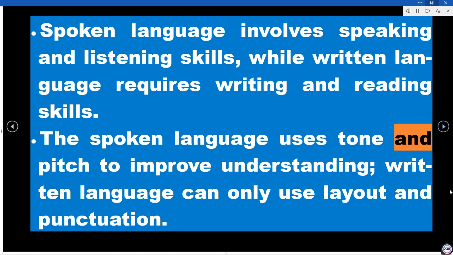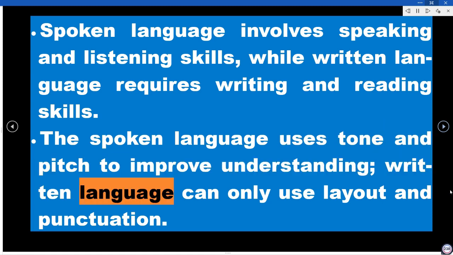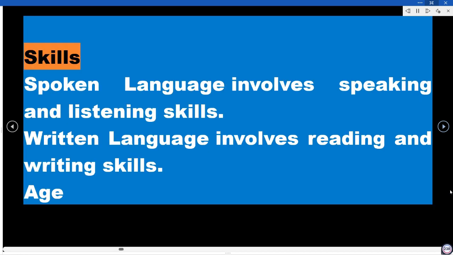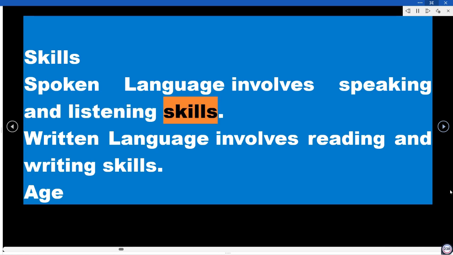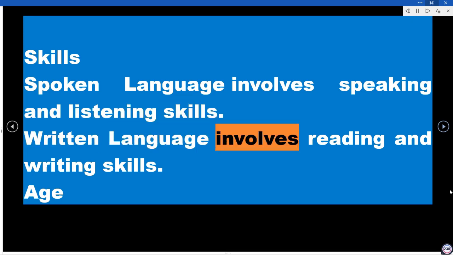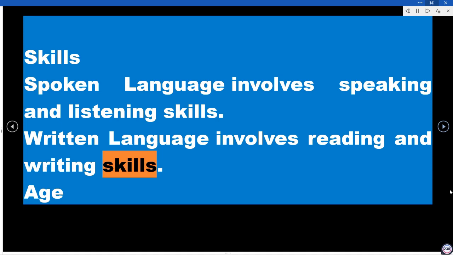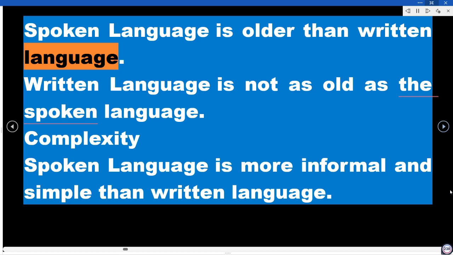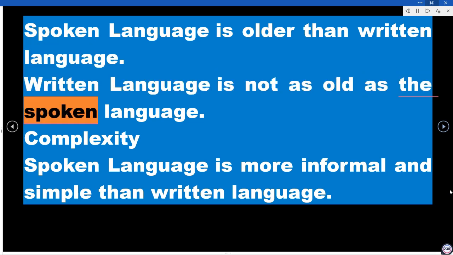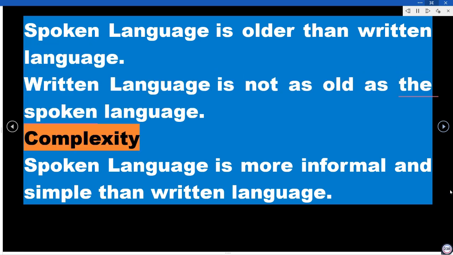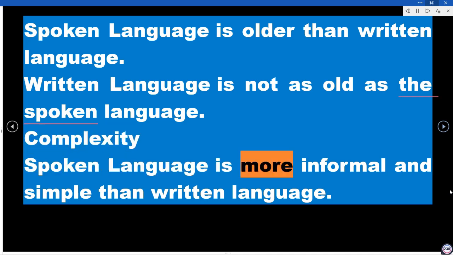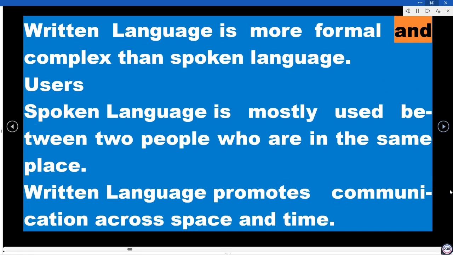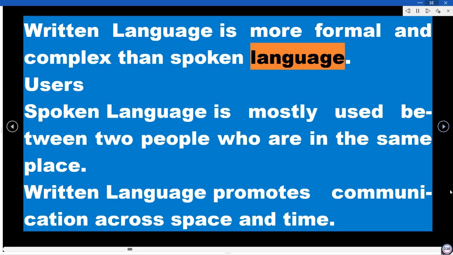The spoken language uses tone and pitch to improve understanding. Written language can only use layout and punctuation. Skills. Spoken language involves speaking and listening skills. Written language involves reading and writing skills. Age. Spoken language is older than written language. Written language is not as old as the spoken language. Complexity. Spoken language is more informal and simple than written language. Written language is more formal and complex than spoken language.